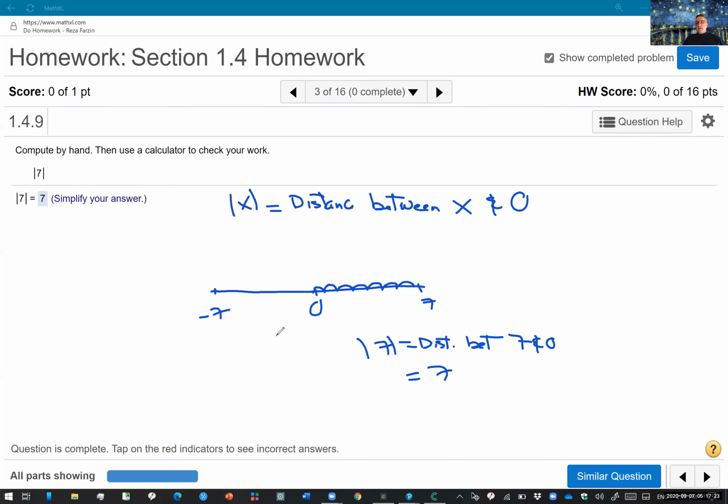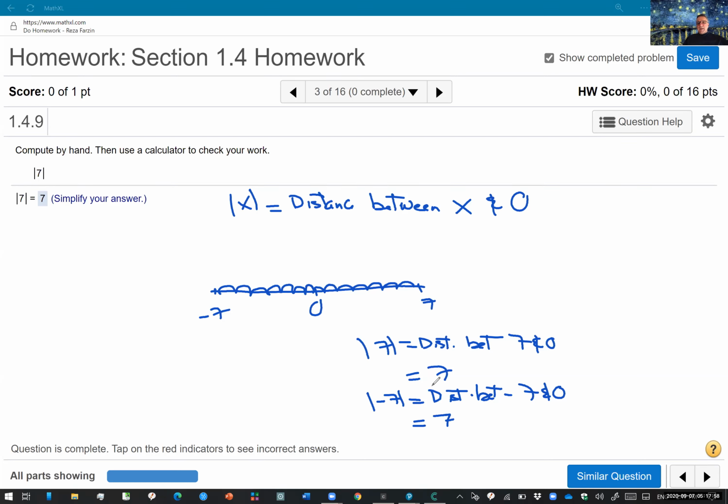What if I wanted the absolute value of -7? See, that would be over here, right? But notice 1, 2, 3, 4, 5, 6, 7. The same number of units, right? Between -7 and 0. This is why the absolute value of -7, which is also the distance between -7 and 0, is also what? How many units between -7 and 0? 7. Right. So that's why.